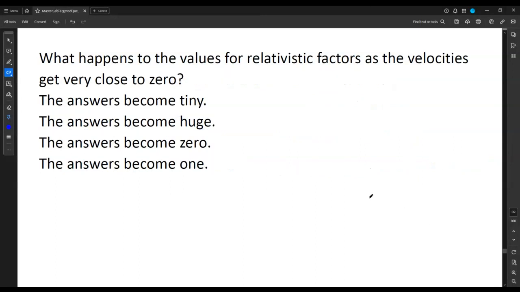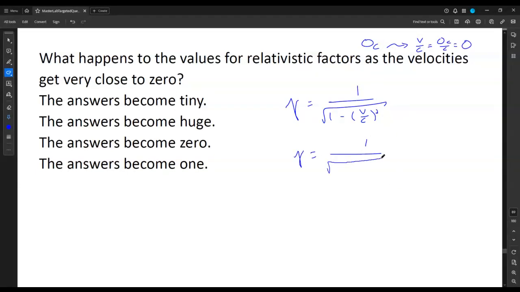Okay, last one. What happens to the values for relativistic factors if velocities get very close to 0? So technically, if we're using 0c, so something is not moving, then v over c is equal to 0c over c, or c cancels, or you can say that it's 0. It doesn't really matter from there. We're just looking at 0. Okay, so gamma, as before, is 1 over the square root of 1 minus v over c squared.